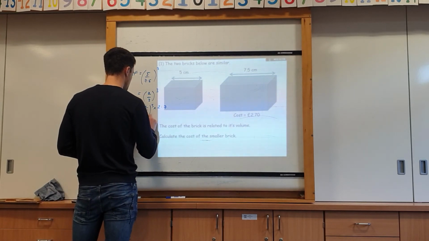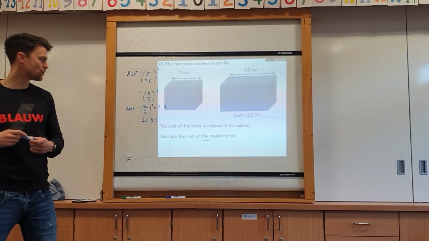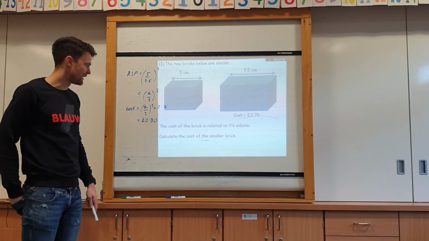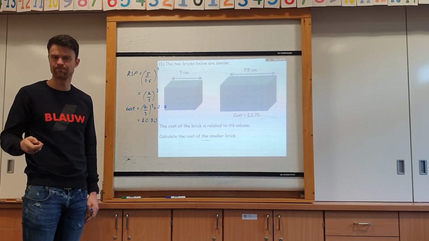Now remember, you're dealing with money here, so you need your pound sign, and you need 2 decimal places as well. So the cost of the brick would be 80p. And again, that ties in with the diagram. The smaller brick should be a smaller cost.